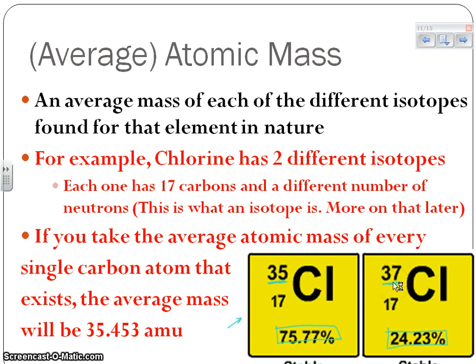So if you were to go through and take all of the chlorines, and for a round number we'll say that we've got 100 chlorines, 75 of them are going to be chlorine 35, 25 of them are going to be chlorine 37. And when you average all of those masses out, so add up all those masses, divide by 100, you're going to end up with an average atomic mass that is 35.453 atomic mass units.